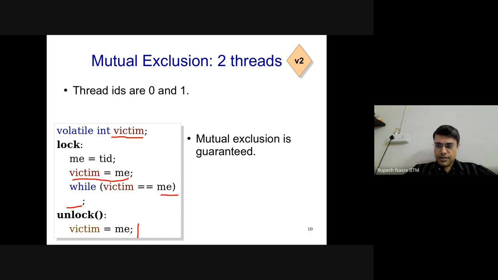Sandeep says, yeah, is it called starving? Yes, that is called starving. So it's an issue with respect to starvation. That is what this code does not guarantee.